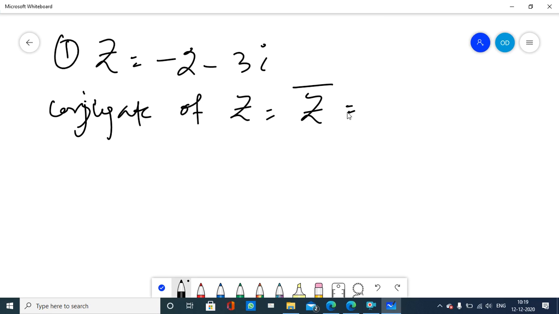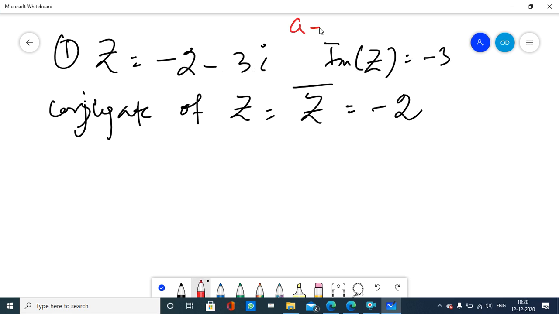So how do we find the conjugate of a complex number? By simply reversing the sign of the imaginary part. Okay, do not touch the real part, keep the real part as it is. The real part of the complex number is -2, keep it as it is. Simply reverse the sign of the imaginary part, and here the imaginary part of this complex number is what? -3.